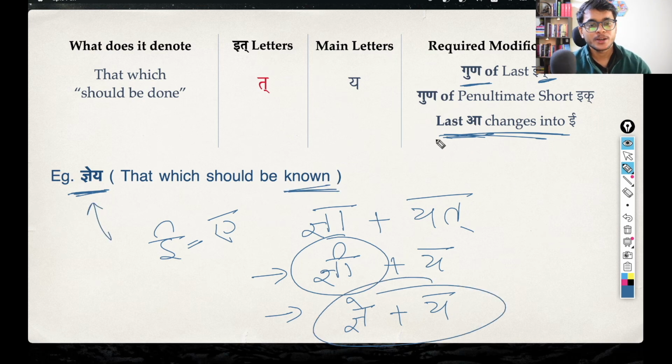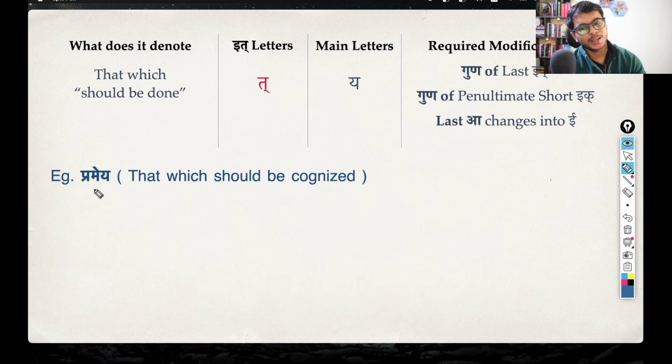Okay, so I hope this point is clear, that when the last a of the dhatu changes into dirgha e, then this guna modification also applies to it, because the dirgha e also is a simple vowel. So its guna will happen as per the required modifications. I hope this point was clear. Okay, so we'll move on, and now we will see this pratipadika prameya.